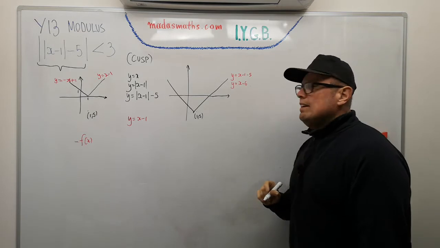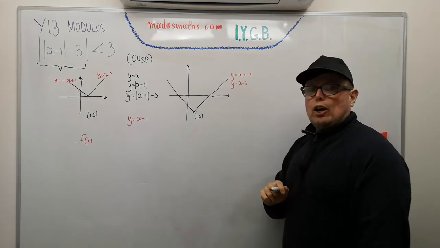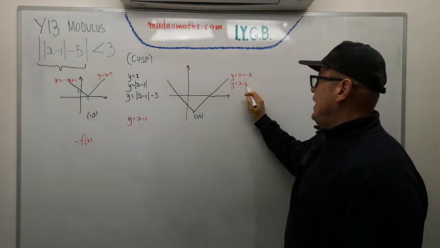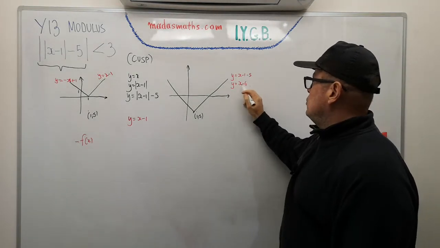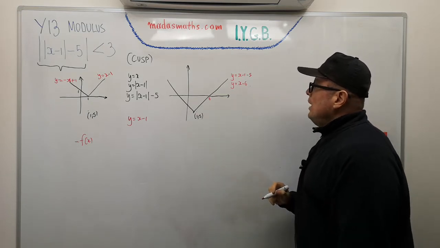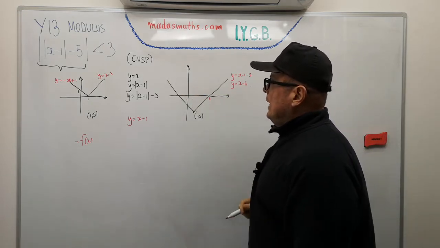Having it in this form is actually useful to find where it crosses the x-axis. For example, I can see by inspection here that when I put x is equal to 6, I get y is equal to 0. And what about this particular line?